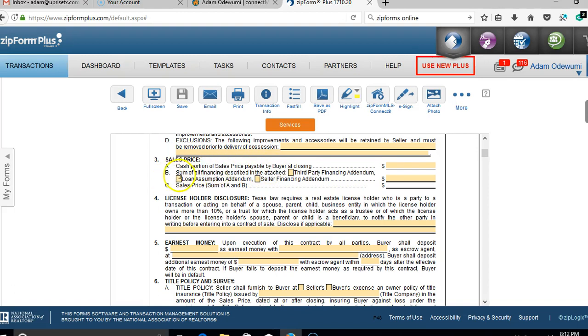B is the sum of all financing. It says third party financing, loan assumption addendum, seller financing addendum.